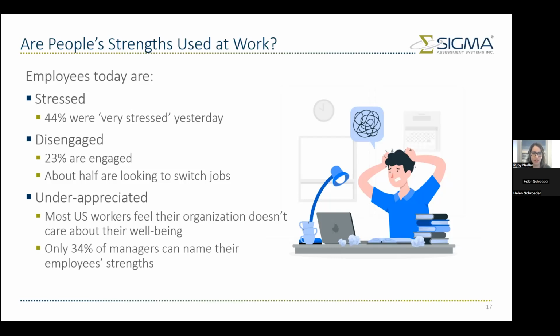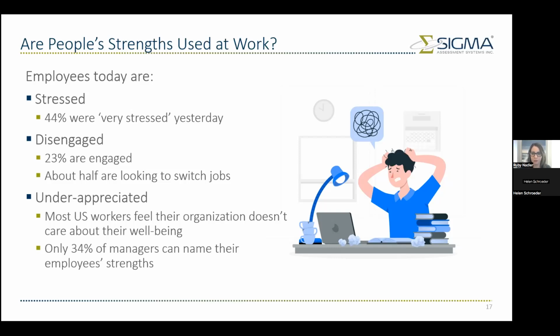Some separate research asked managers to name the strengths of their team, and only about a third of managers can name their employees' strengths. And we're not talking character strengths. So these people didn't necessarily know about leader character or any of that. It was just, do you know what this employee is about? What are they good at? So the majority couldn't name that. So there's a lot of room. There's a long way to go, obviously.